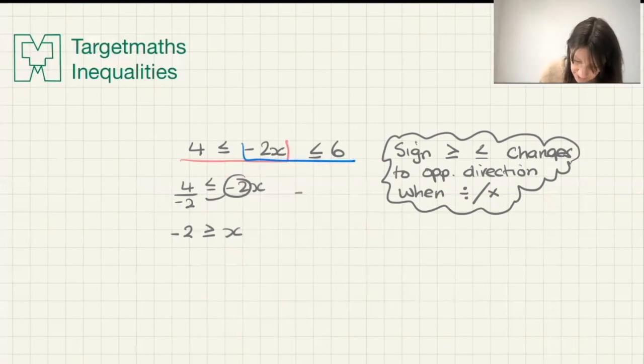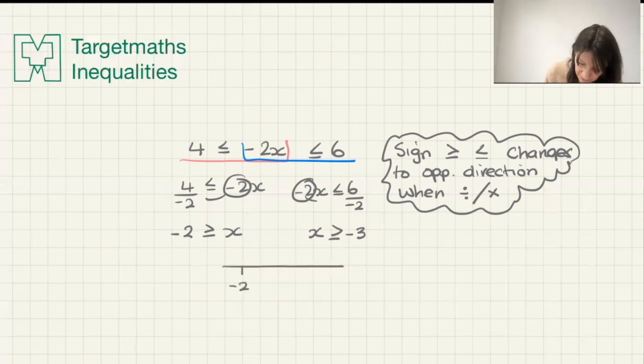And I've got minus 2x. I'm going to divide through by my minus 2. 6 divided by minus 2 is minus 3. Okay, I'm going to change the direction of my symbol and put my x in. Okay, and then I've got my minus 3 and then my minus 2. They're going to be filled in and then they can just join up.